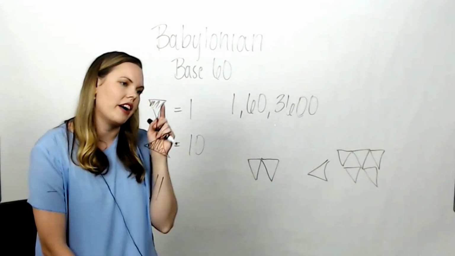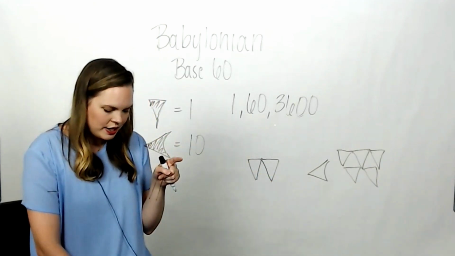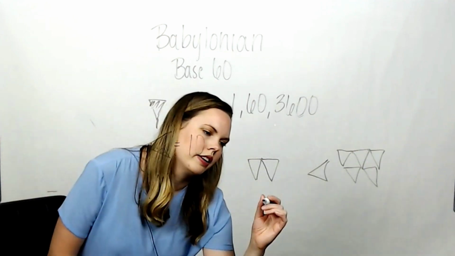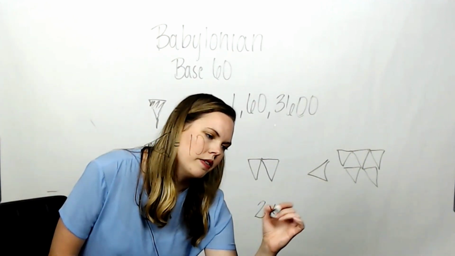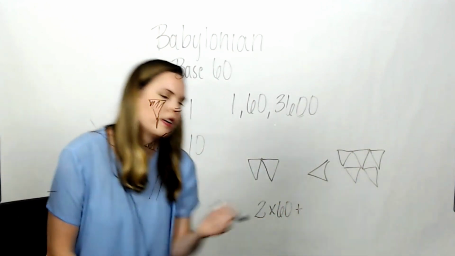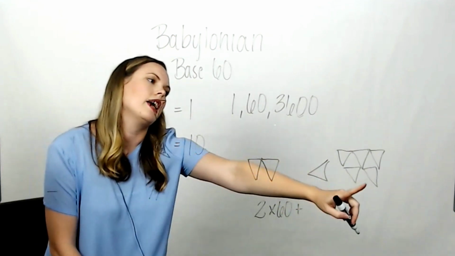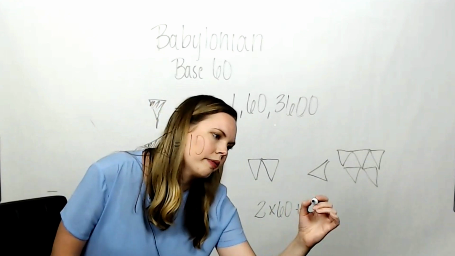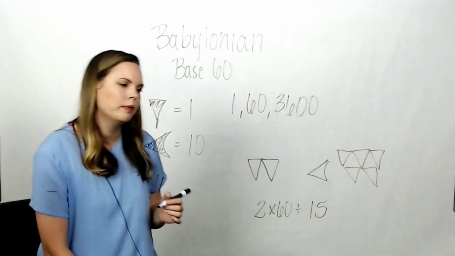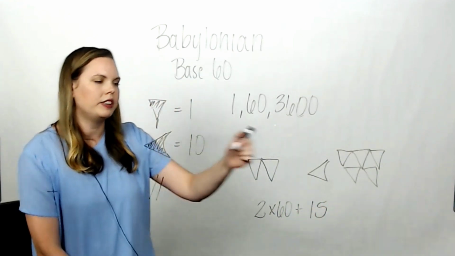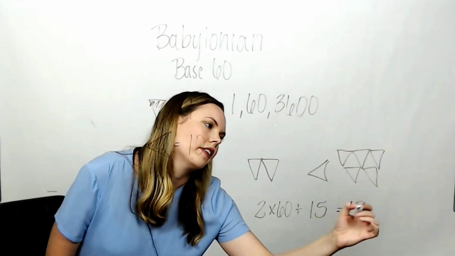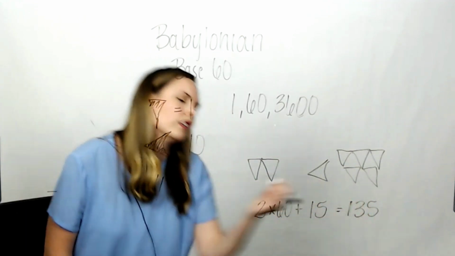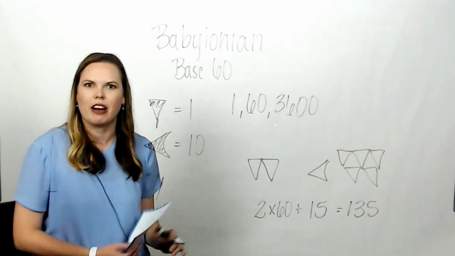So in this case, we have two 60s, okay? Because this is our one and we have two of them. And then we have a 10 plus 5, so 15 ones. Okay, so 120 plus 15, this is 135. Okay, so that's just a little bit about the Babylonian system.